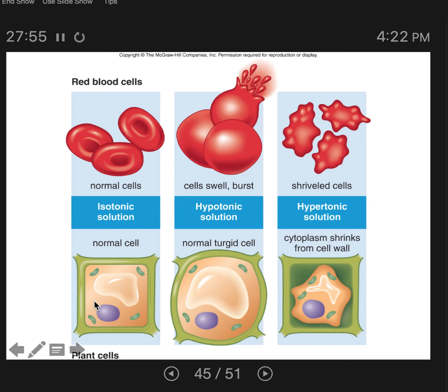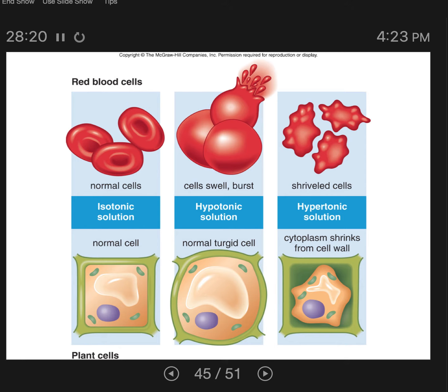Plant cells are different because they have a cell wall, and bacteria also have a cell wall. So you can think of this plant cell diagram to be similar to bacteria. So here's a regular plant cell. Plant cells have the square cell wall. When a plant cell is in an isotonic solution, it's okay, but it doesn't prefer it. It would prefer to be in a hypotonic solution.